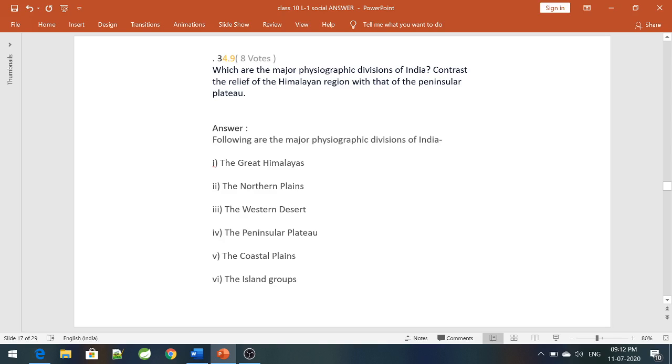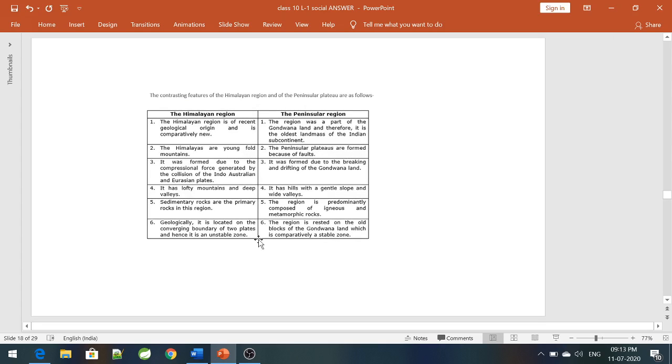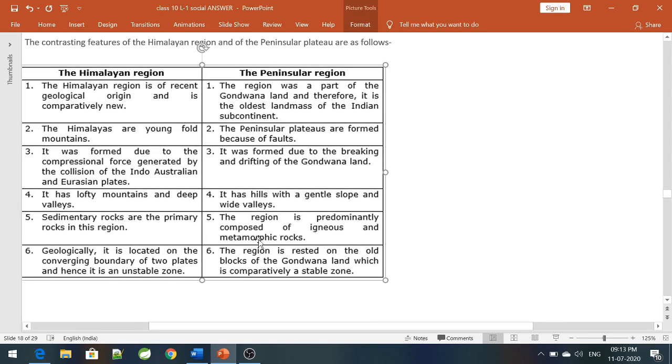Third question. Which are the major physiographic divisions of India? Contrast the relief of the Himalayan region with that of the peninsular plateau. So these are the Great Himalayas, Northern Plain, Western Himalayas, Peninsular Plateau, Coastal Plains and Islands. Differences between the Himalayan region and the Peninsular region. Okay, you can take this down.